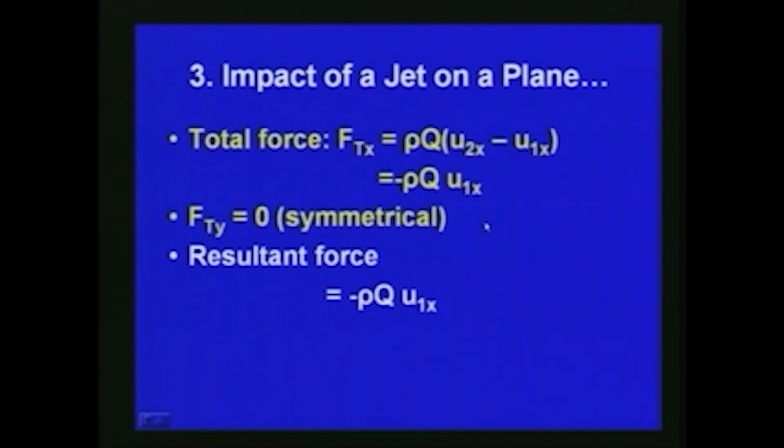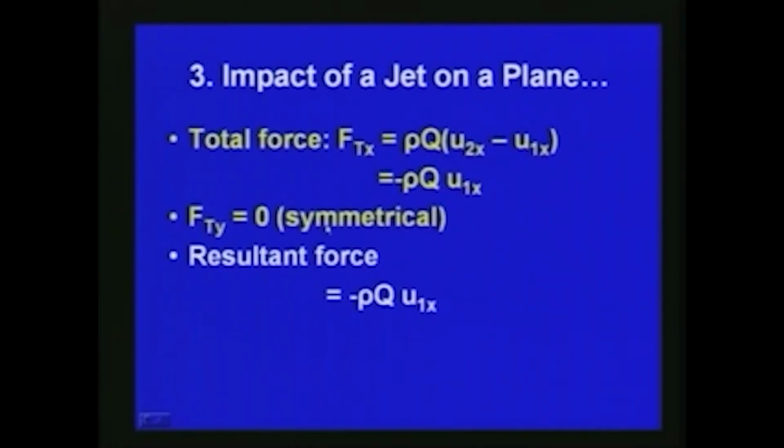Due to the symmetry, the force in the y direction, Fty, is equal to 0. So the resultant force we can finally write is equal to minus rho q into u1x. This gives the resultant force.